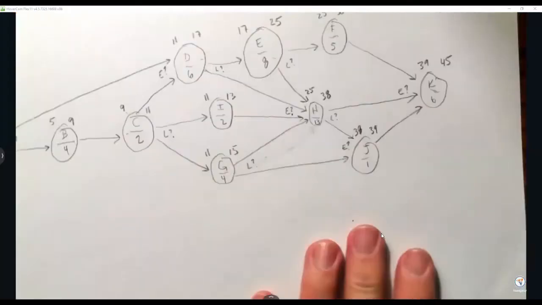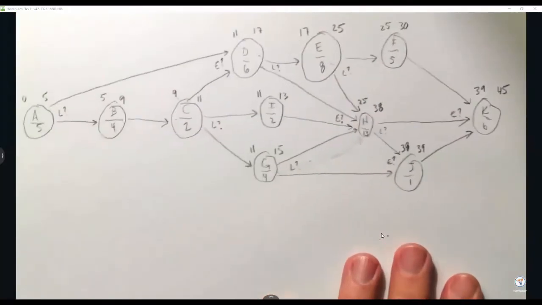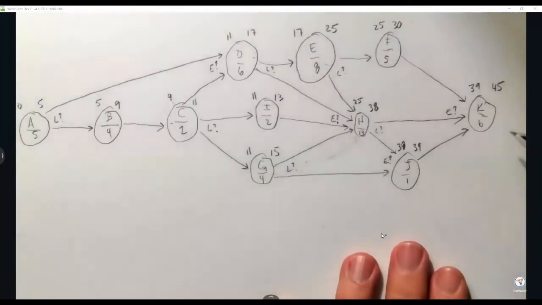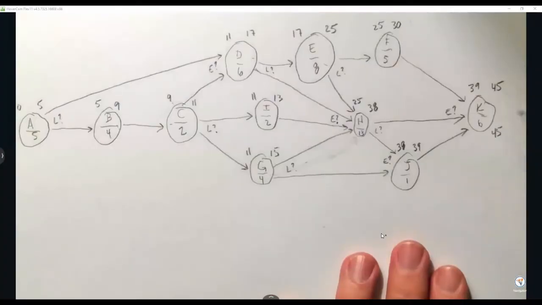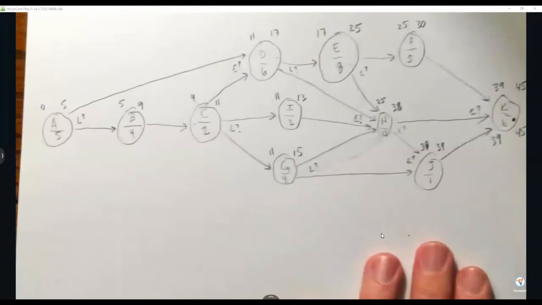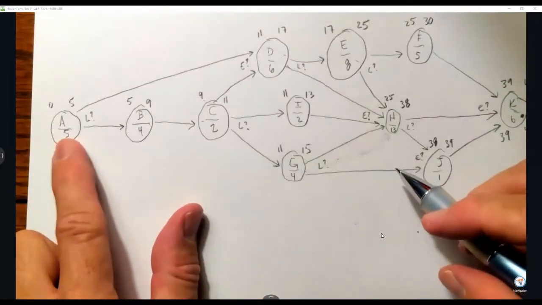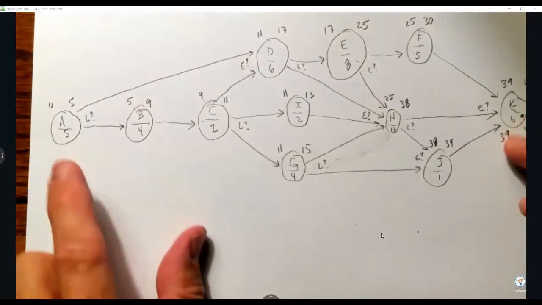And those are my E's. So now it's time to go this way with the L. So I say 45 because that's what we do. 45 minus 6 is 39. Big surprise. By the way, we know that's on the critical path. And of course, we're going to know that's on the critical path as well because everything goes through that point. So we know those two are on the critical path.